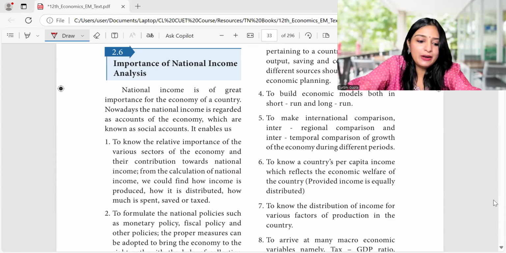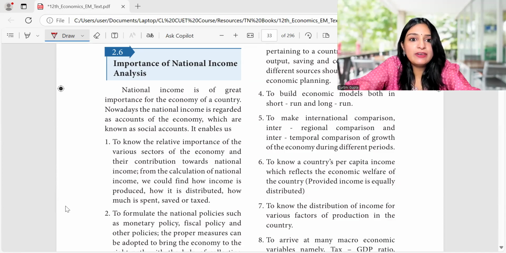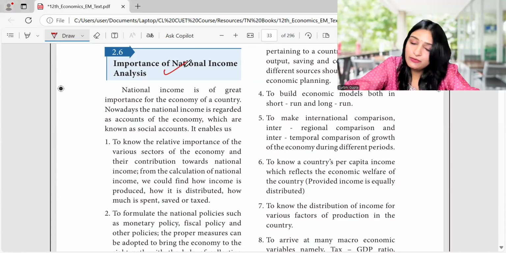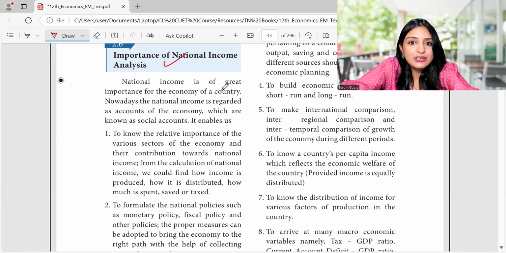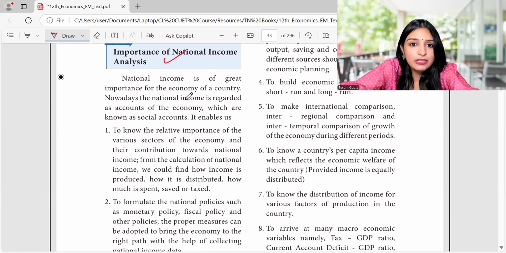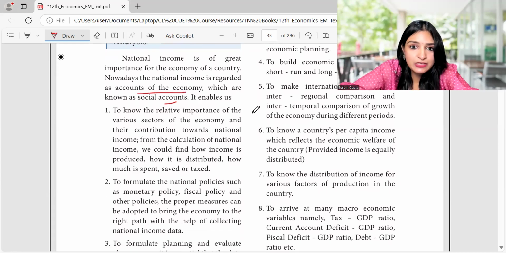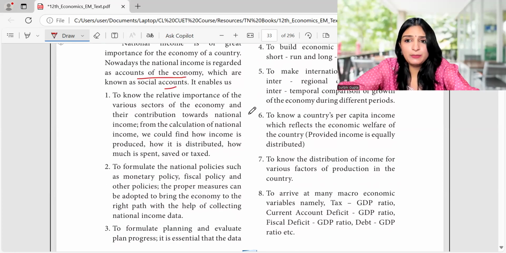So today we are going to read the importance of national income analysis and also the difficulties that we face while measuring national income. So first, let's read. National income is of great importance for the economy of a country. Nowadays, national income is regarded as accounts of the economy, which are known as social accounts. So how does it benefit us?